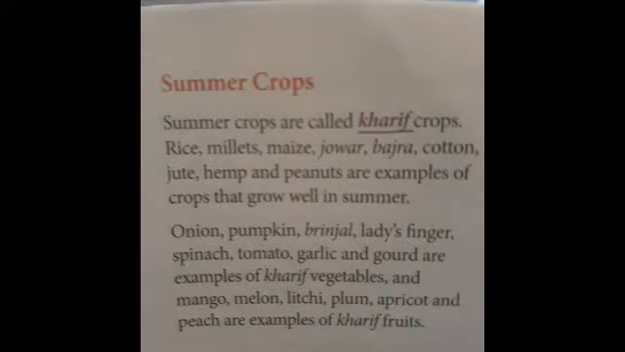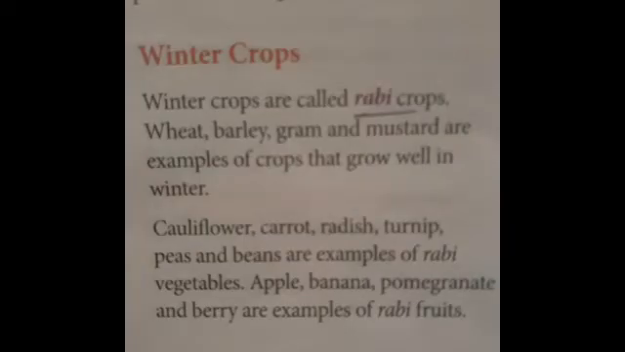See children, here we are discussing about the summer crops or the kharif crops. As we have seen the different examples, the rice, millets, maize, jowar, and the vegetables like onion, pumpkin, brinjal, ladyfinger, spinach, tomato, garlic, and also the fruits like mangoes, melons, lychees, plum, apricot, and peaches are the perfect examples that we can find as the kharif crops. Okay children? So they are mainly grown as the summer crops. Make sure that you identify them.